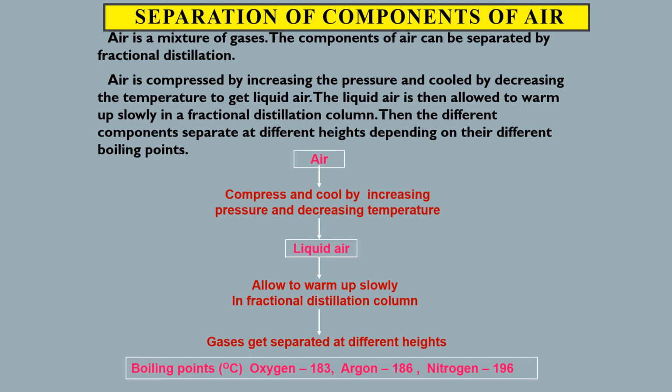This is a flow chart. You can just go through it. Air is compressed and cooled by increasing pressure and decreasing temperature, and air is converted to liquid air. This is allowed to warm up slowly in a fractional distillation column, and the gases get separated at different heights depending on their difference in boiling point. The boiling points of the following gases are: oxygen is minus 183 degrees Celsius, argon is minus 186 degrees Celsius, and nitrogen is minus 196 degrees Celsius.